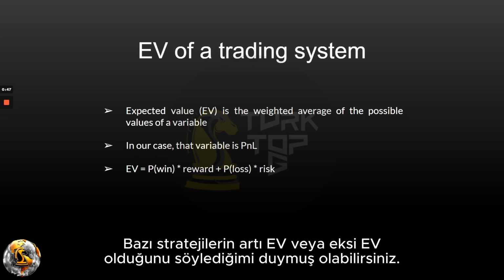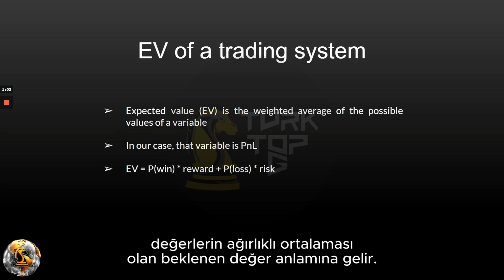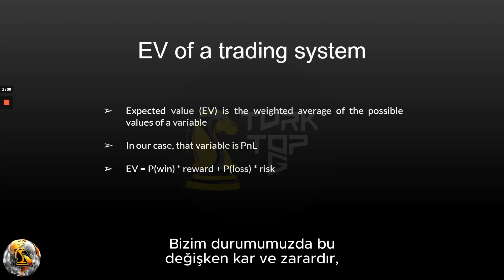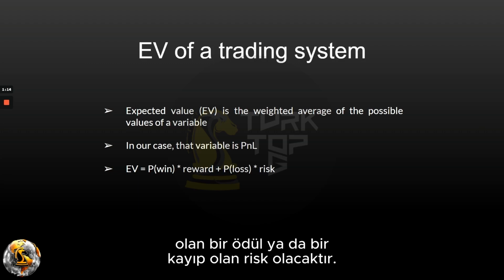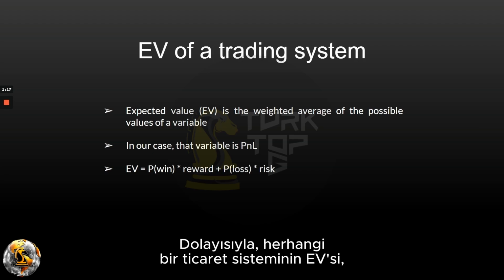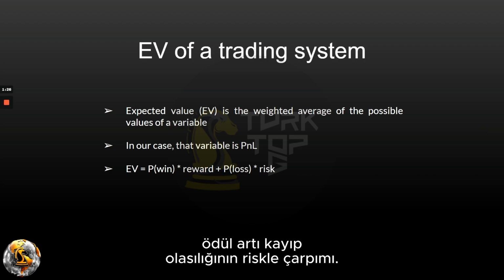You guys might have heard me saying that some strategies are plus EV or minus EV. What EV stands for is expected value, which in probability terms is simply the weighted average of all the possible values that a variable can get. In our case, that variable is profit and loss, P&L. So the possible values will be either a reward, which is a profit, or the risk, which is a loss. So the EV of any trading system will be defined as probability of a win multiplied by the reward plus probability of a loss multiplied by the risk.